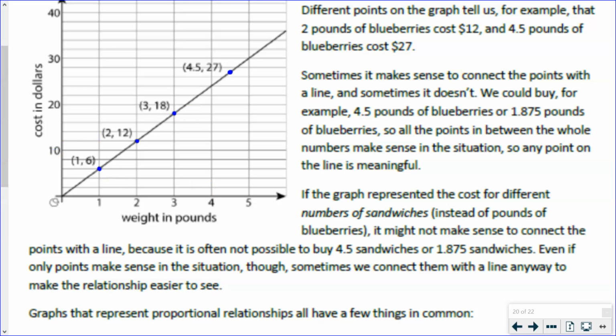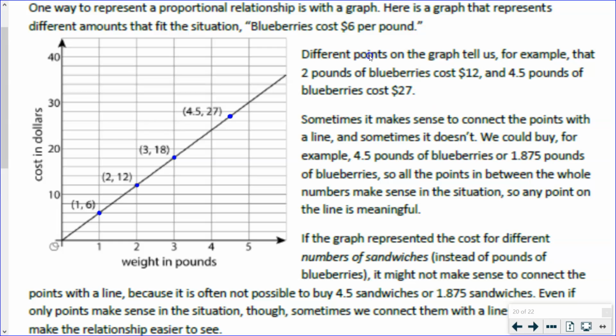This next part is something that we may or may not have talked about. I'm not 100% sure. But it tells us that sometimes it makes sense to connect the points with the line. Sometimes it doesn't. Let's talk about what that really truly means. If we can connect these points with a line, then that means I can buy not just 1, 2, or 3 pounds of blueberries, but I can buy half a pound.